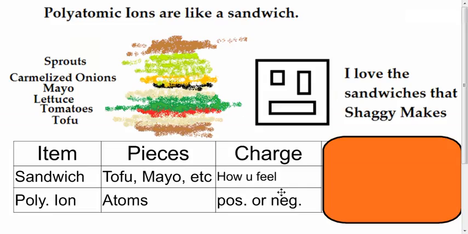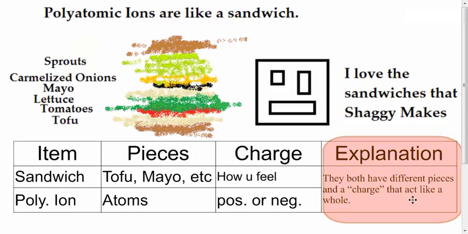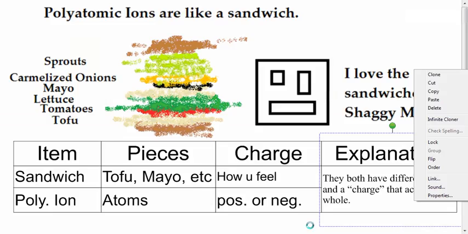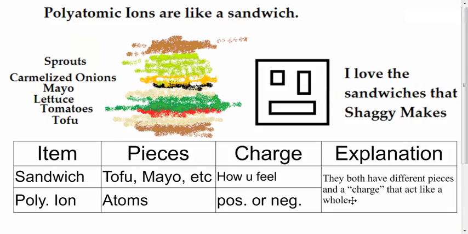One small distinction is with polyatomic ions, their charge doesn't change. It's always going to be the same, whereas you may like one sandwich, which I don't like. But now, they both have different pieces and a charge, quote unquote, that act as a whole, or like a whole, as it says there.